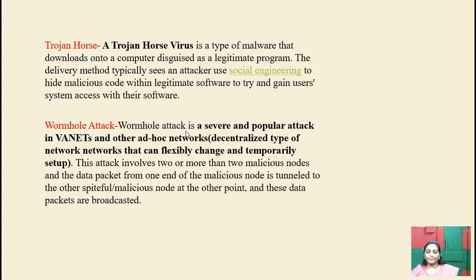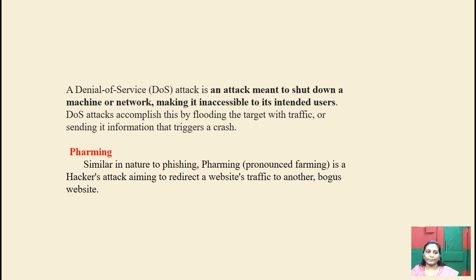Next is the wormhole attack. Wormhole attack is a severe and popular attack in botnets and other ad hoc networks. This attack involves two or more malicious nodes. Data packets from one end at a malicious node are tunneled to the other malicious node at the other point, and these data packets are broadcast. From that attack, our data packets will go from one node to another node. It means the attacker can transfer that information from one PC to another PC. That is the wormhole attack.